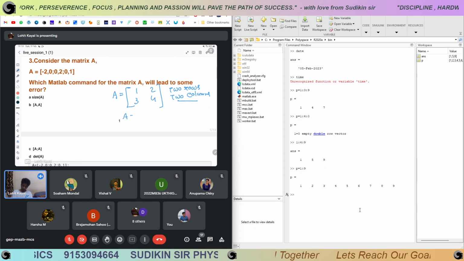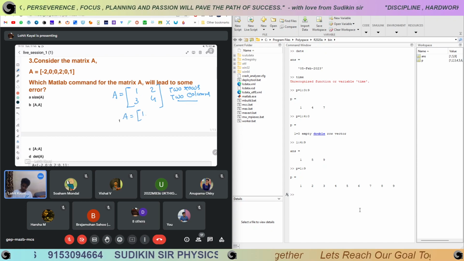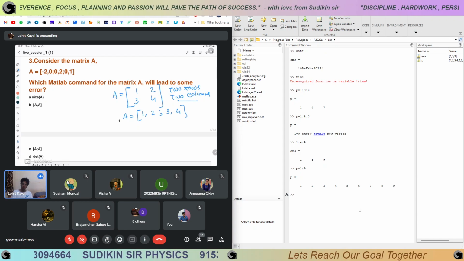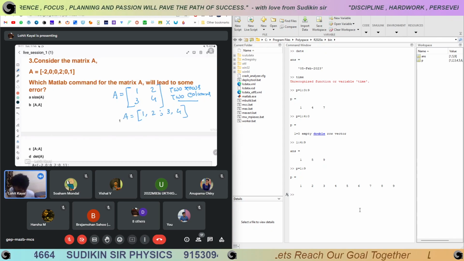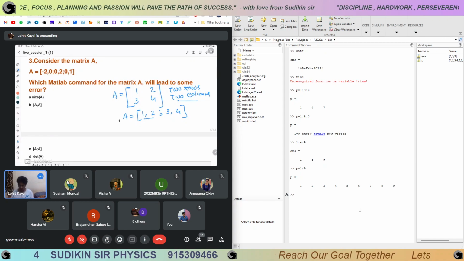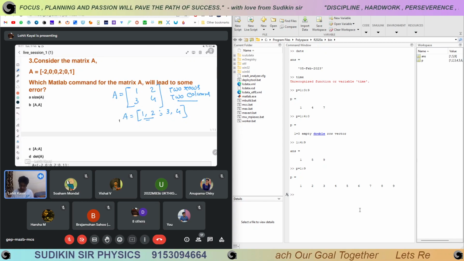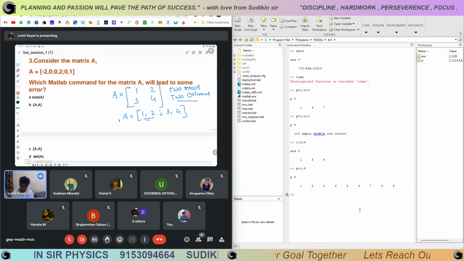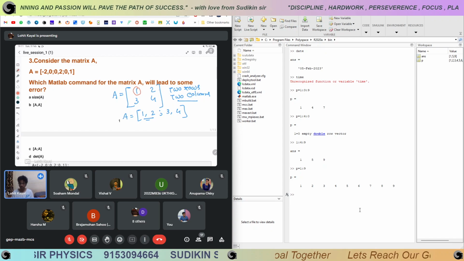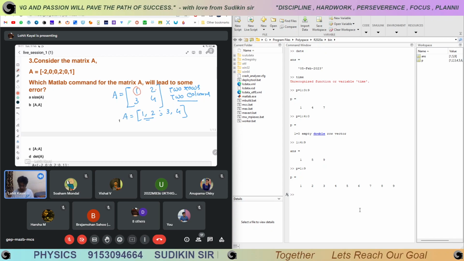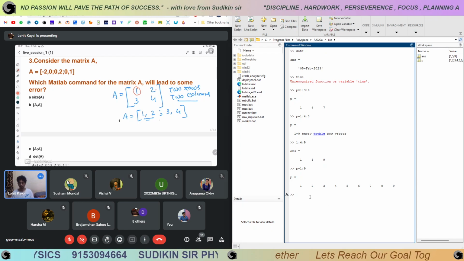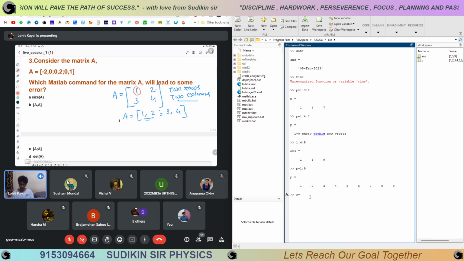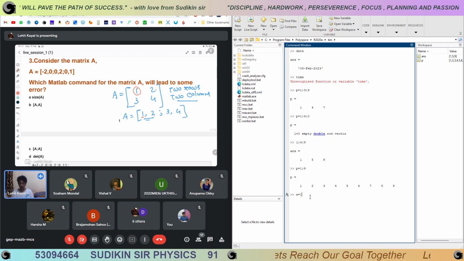Now, how to write it in MATLAB? We can write it in this way: 1, comma 2, semicolon 3, comma 4. What does it mean? Whenever you see a comma, it means that it is a column separation. This element is in the first column, this is in the second column, and I am writing it as 1, comma 2.